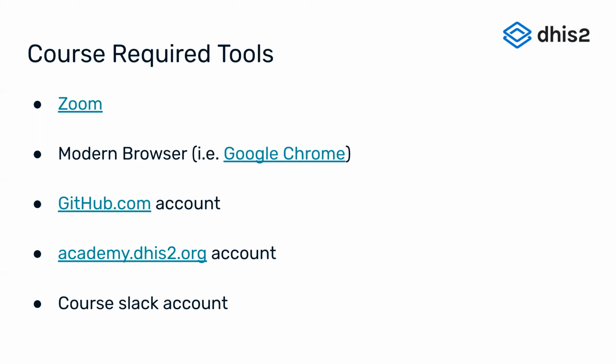The second to last one here is academy.dhis2.org. That is where you will be submitting the exercises, and you've been invited to the course that we're running this week on the Academy website. If you did not get an invitation to that, or if you weren't able to sign up for any reason, please reach out to the technical support channel on Slack, which I'll get to in just a moment.